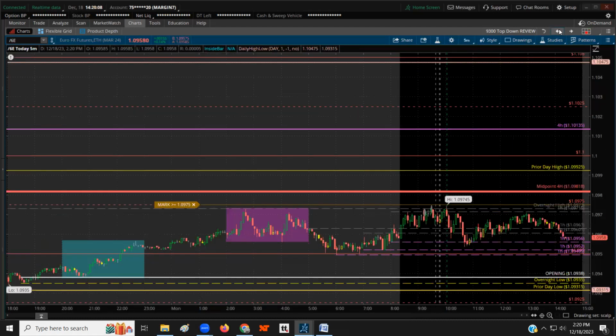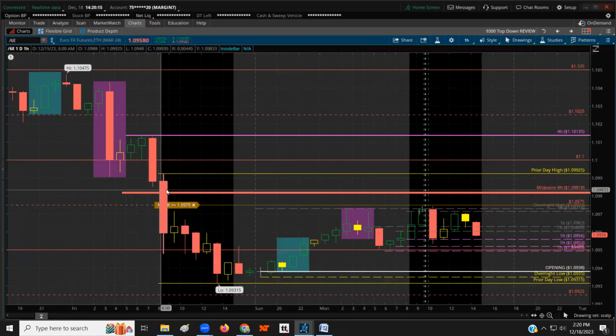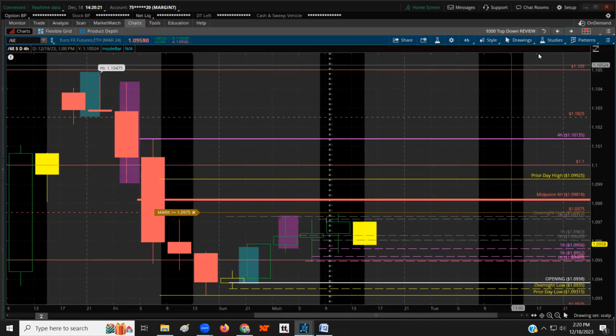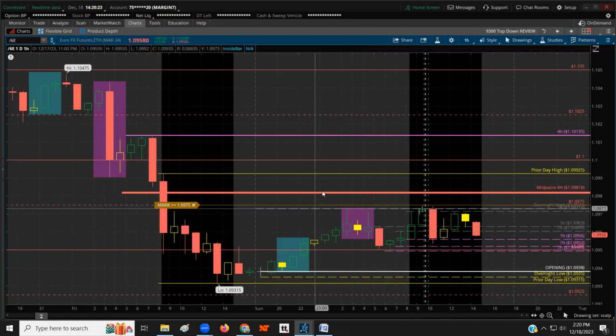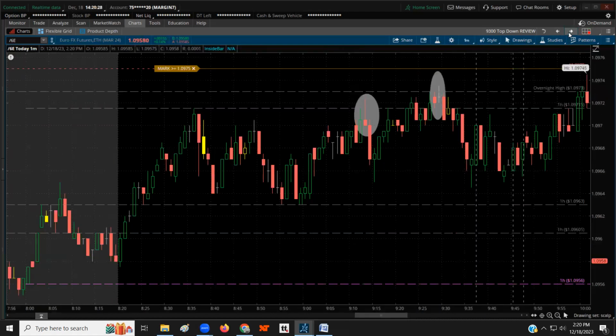Let me show you on the 1 hour. So on the 1 hour, about a little bit more. I was thinking there was a possibility we might test this midpoint. This midpoint was off the 4 hour. See this 4 hour candle? Midpoint right there? I was hoping to test it. And that was one of my upside targets. Let's go back to the 1 minute.